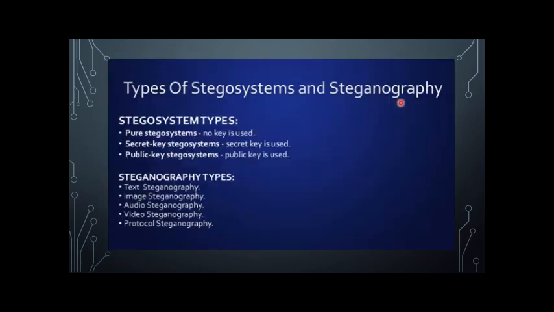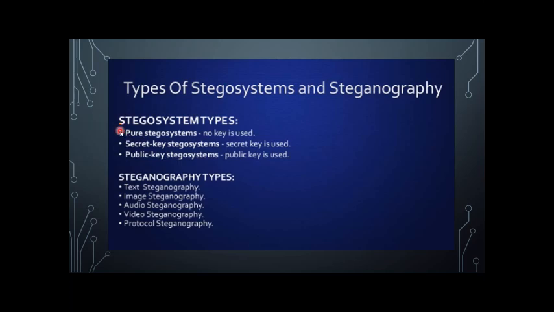Let's go ahead. Types of steganography and stego systems. I want you to focus over here because this is the main page, as our main concern is related to technology. So first of all, let's go ahead with stego systems and types: pure stego system, secret key stego system, public key stego system. These are the major types of stego systems.